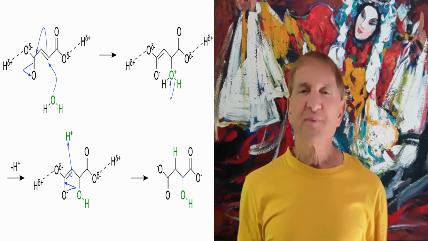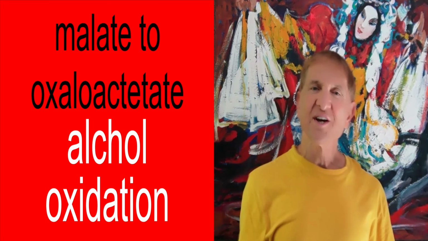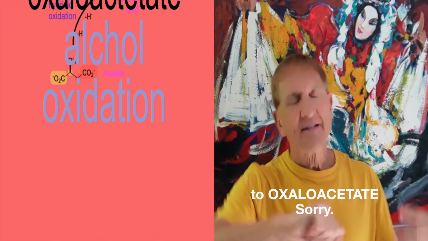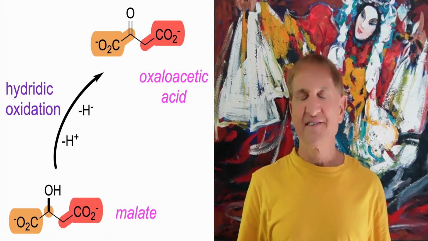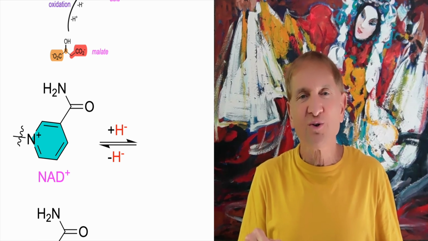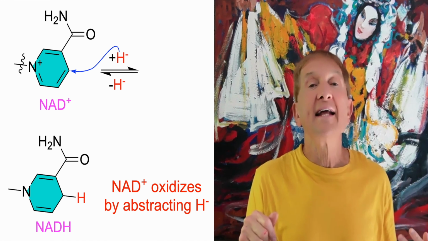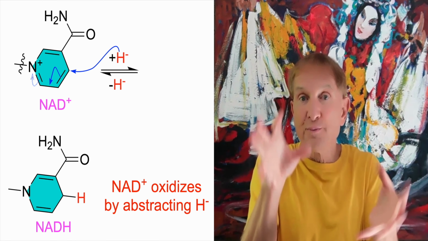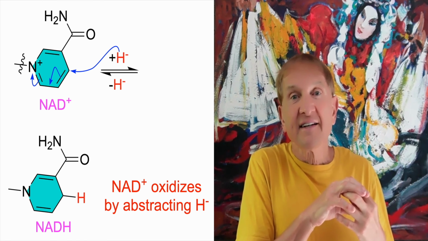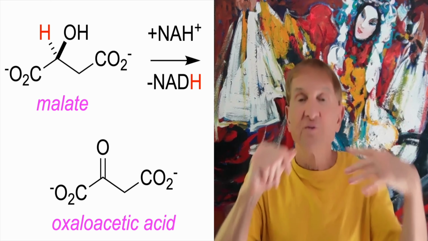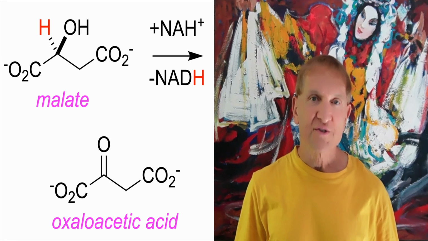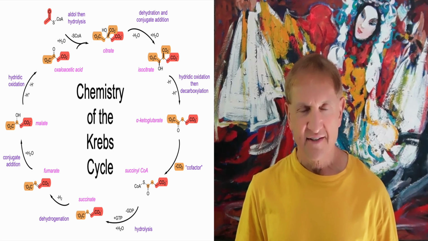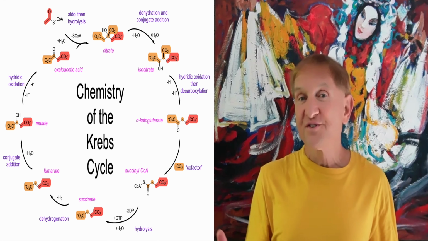This is the penultimate intermediate. One more stop to go. Conversion of malate to oxaloacetate. We know all about this. It's an oxidation of an alcohol. It's going to be via NAD+ to abstract hydride to give us the ketone. We have arrived at the final stop, oxaloacetic acid. And we've arrived at the first stop again.